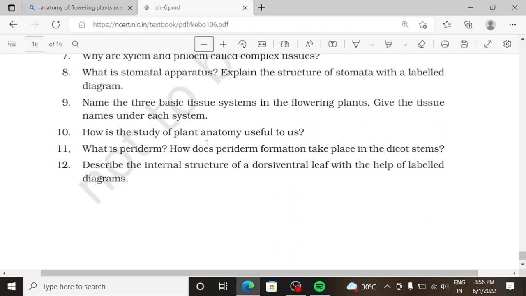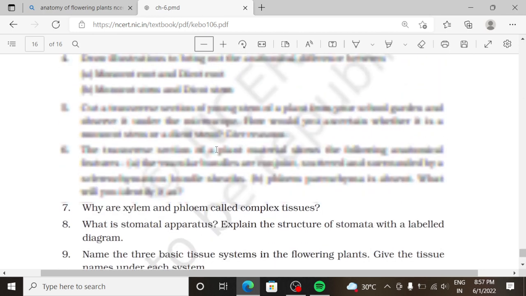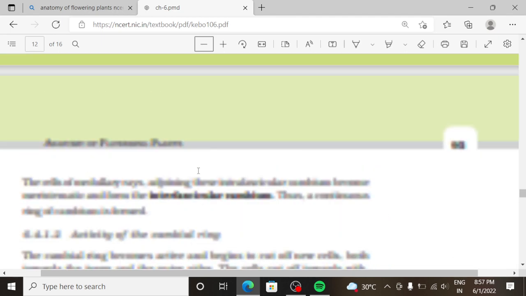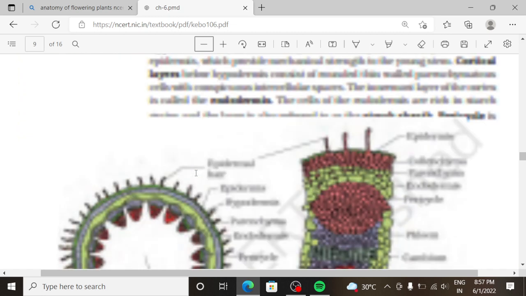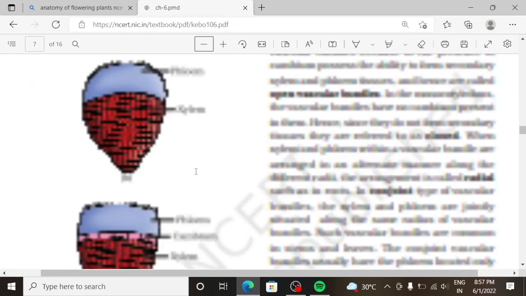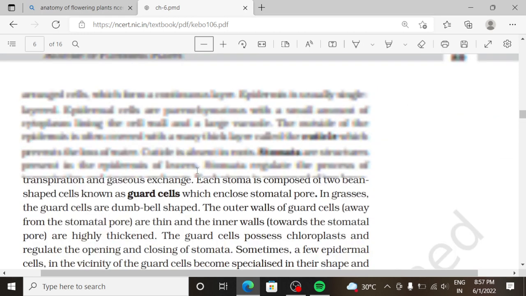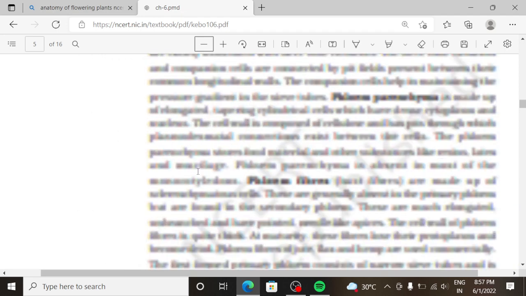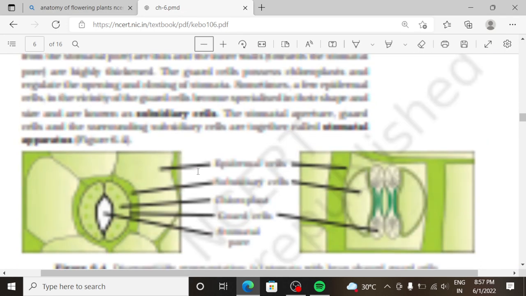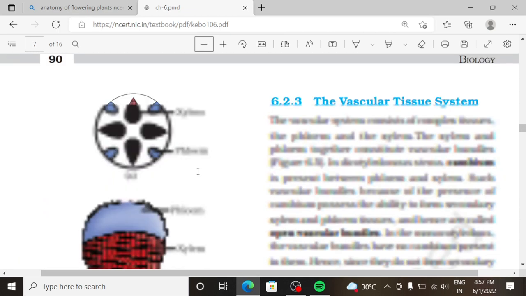And twelfth question and the last one is describe the internal structure of the dorsiventral leaf with the help of labeled diagrams. Now here we have come to an end of unit 2. First I recorded the structural organization of animals, and now, not serially, but finally we have come to the end of unit 2, and it was a very interesting unit as it comprised every part of the plant: root hair, stems, leaves and all.